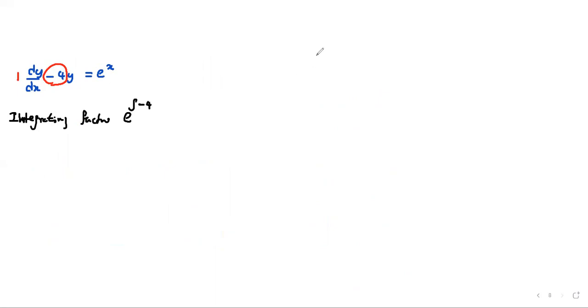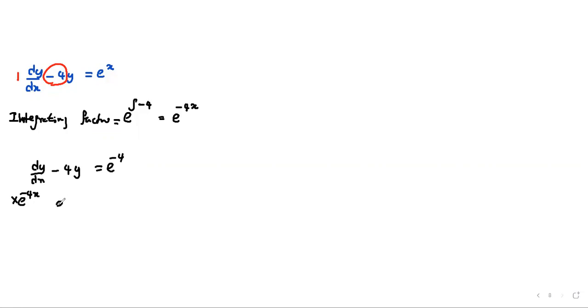Integration of minus 4 turns up to how much? e to the power minus 4x. We won't put plus c for this expression, so you can just write e to the power minus 4x. Then how are you supposed to solve this? Multiply this entire expression, all of these terms, with this integrating factor. That's a way of doing it. You just multiply with e to the power minus 4x. Let's see what you get from here.